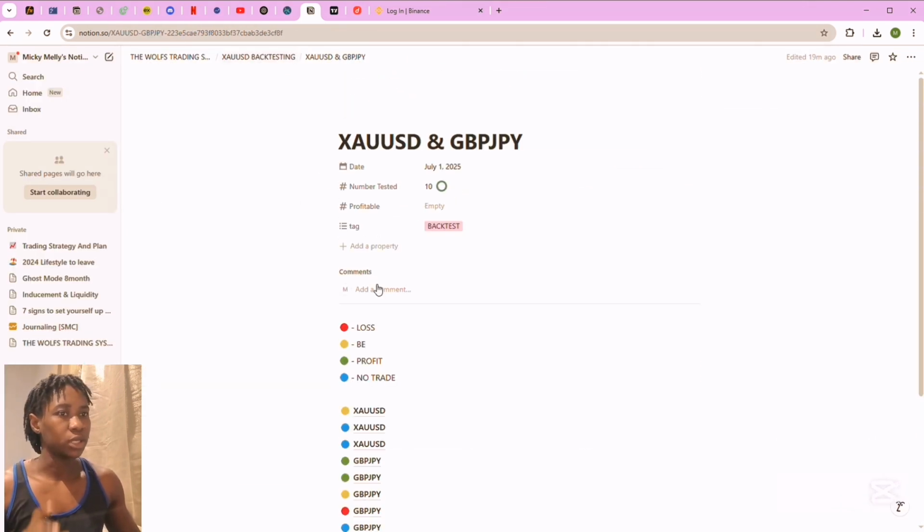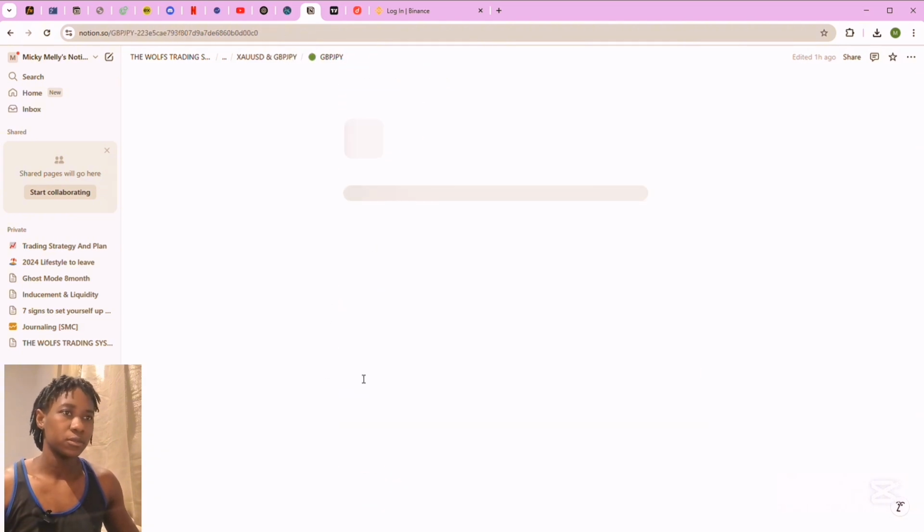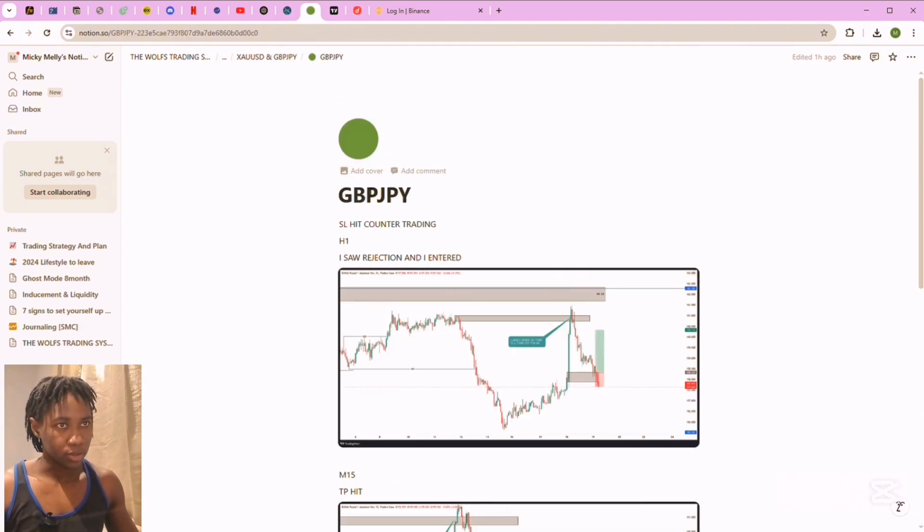So moving to that one, that's a green profit. Moving to this one, alright. So you can see SL hit, counter trading, 1 hour time frame. I saw rejection and entered.